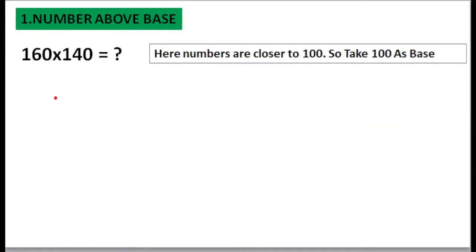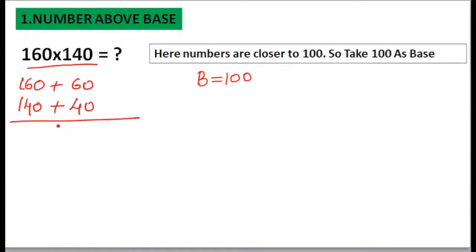Next is 160 into 140. Both are nearer to 100, so base will be 100. And 160 is 60 greater than 100 and 140 is 40 greater than 100. So your RHS will be 60 into 40, that is 2400, and your LHS will be 140 plus 60, equal to 200. But your base 100 has 2 zeros, so in RHS you need 2 digits.